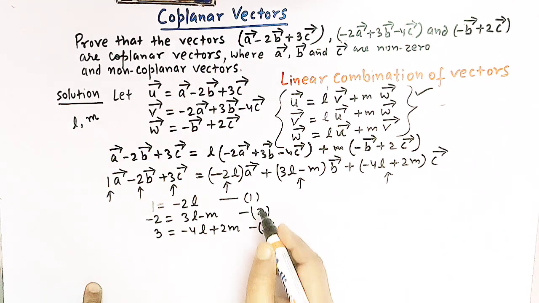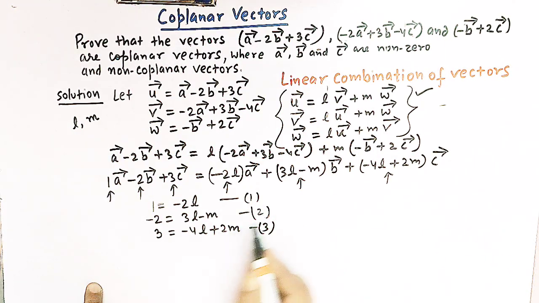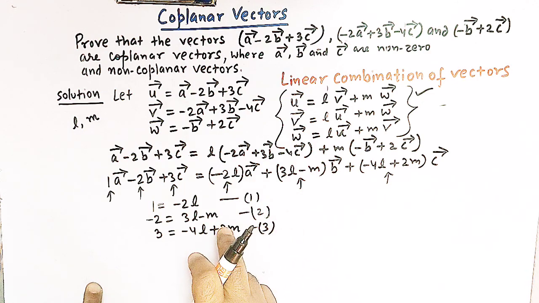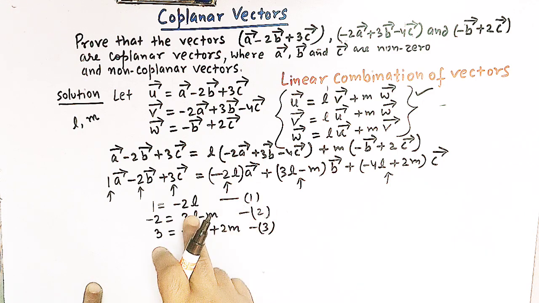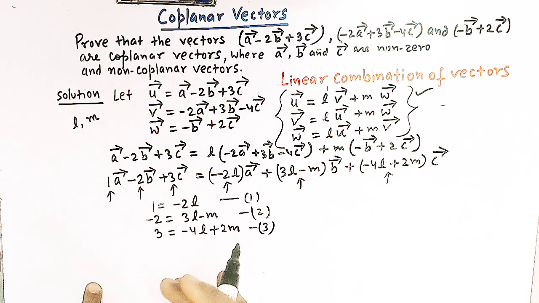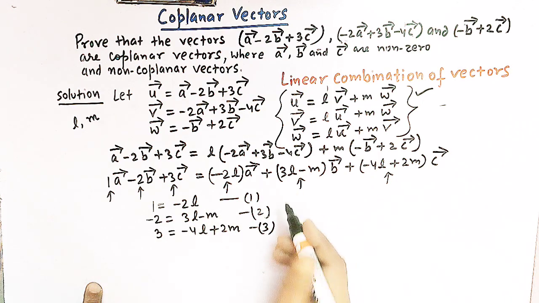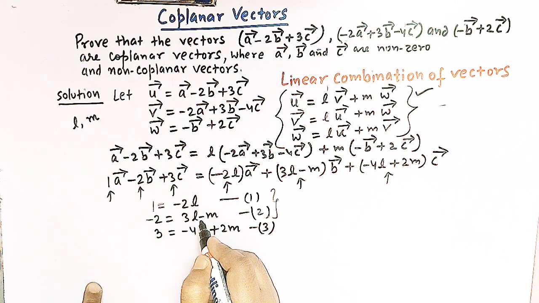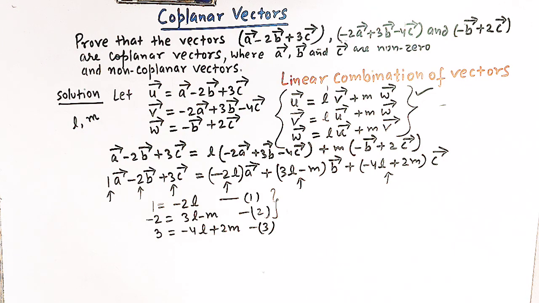So once we have three linear equations, we can select any two linear equations and solve them, right? And we find out the values of L and M, and then we'll see whether the values of L and M obtained by solving the two equations satisfy the third equation, right? So here we'll select equation 1 and equation 2, and we'll solve these two equations to get the values of L and M.